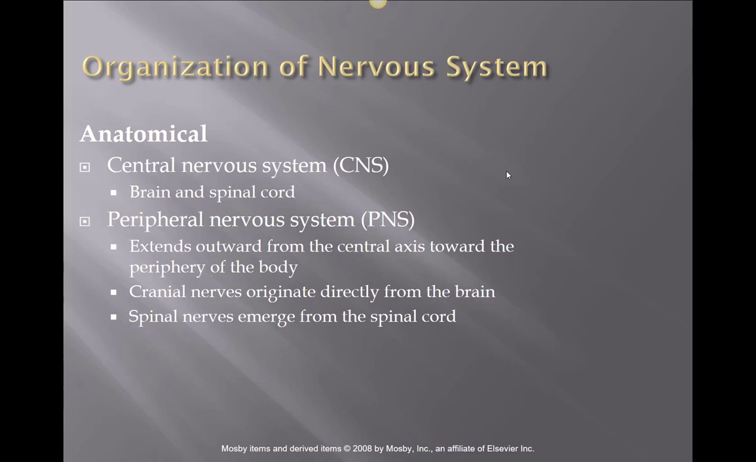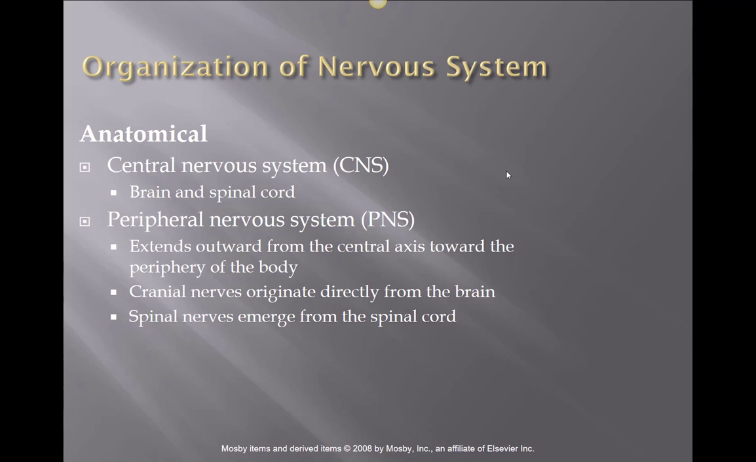The peripheral nervous system is all the nerves that extend out from the spinal cord and out from the cranium. Like cranial nerves, when we get into those, a lot of people get confused. They think that they're part of the central nervous system. They're not. They're peripheral. They arise from the cranium, which is why we call them cranial nerves, but they're actually part of the peripheral nervous system. They're not part of the central nervous system.